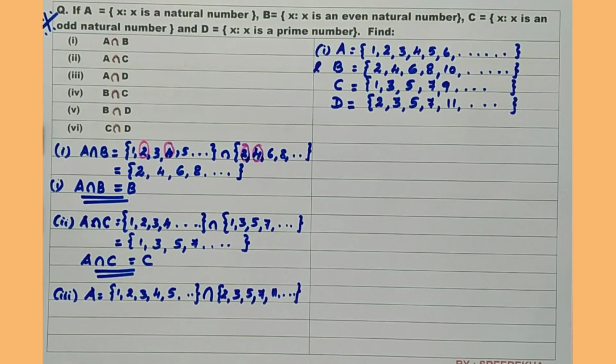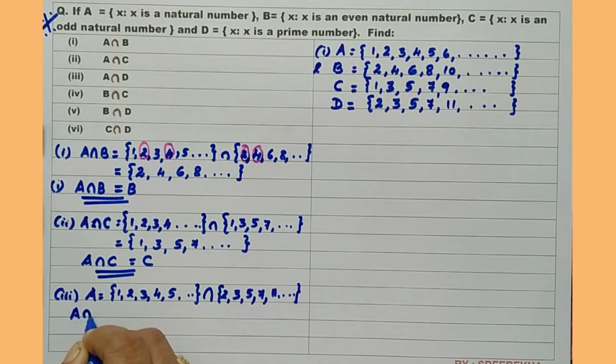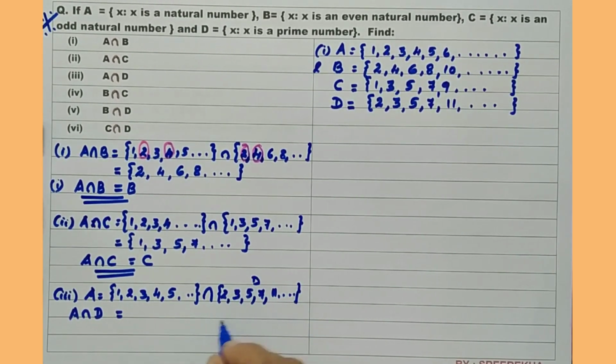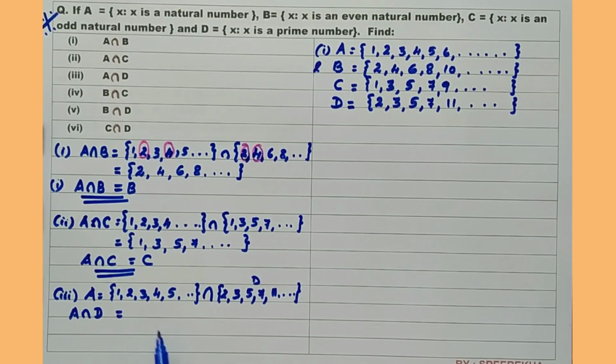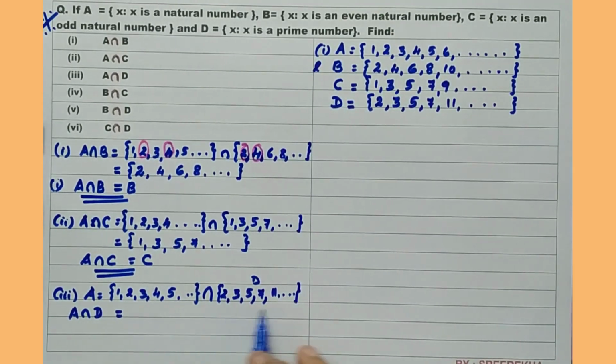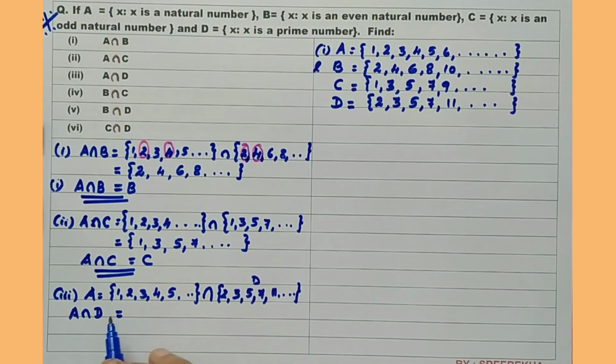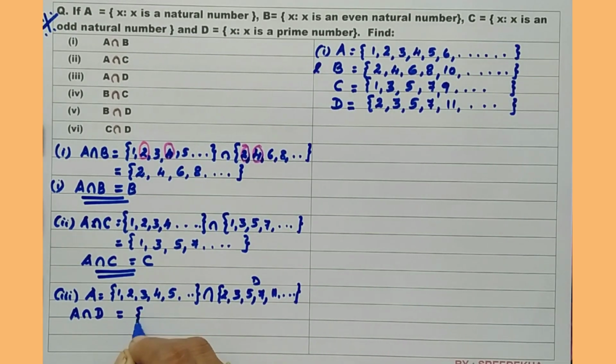Now, can I say what is A intersection D here? This is D, the set D. Can you say what is A intersection D? A is all the natural numbers and D is the set of prime numbers only. So, when taking the intersection, you can find that A intersection D is equal to the set of prime numbers.